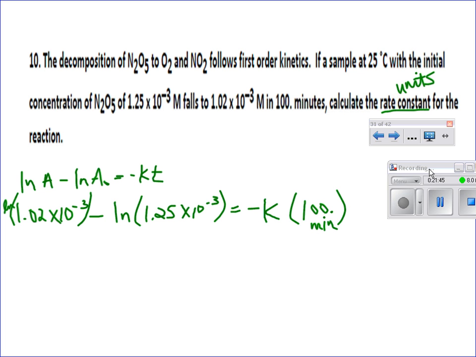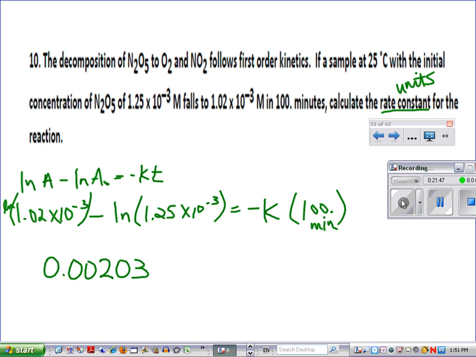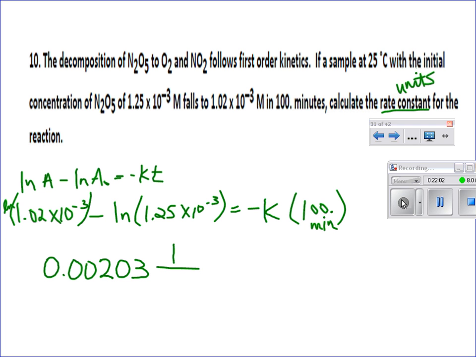So go ahead and solve. So we got 0.00203 as an answer, but we need some units. So let's talk about our trick. This was overall a first order. The trick was 1 over, what was our unit of time? Minutes. What's 1 less than the overall order? 0. So m to the 0. We don't even put it in there. I love the trick. The trick is awesome.